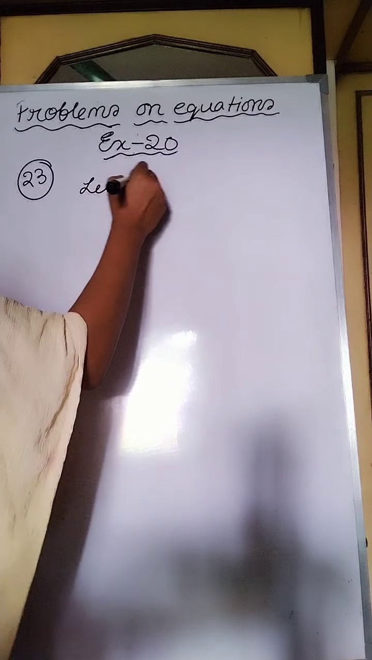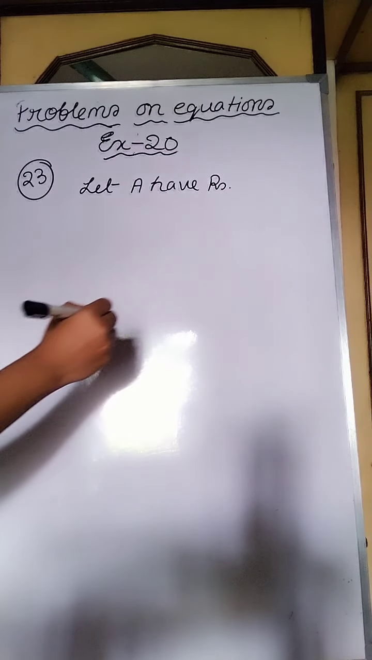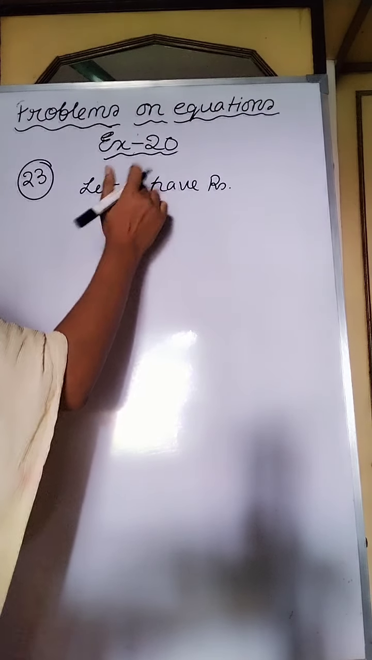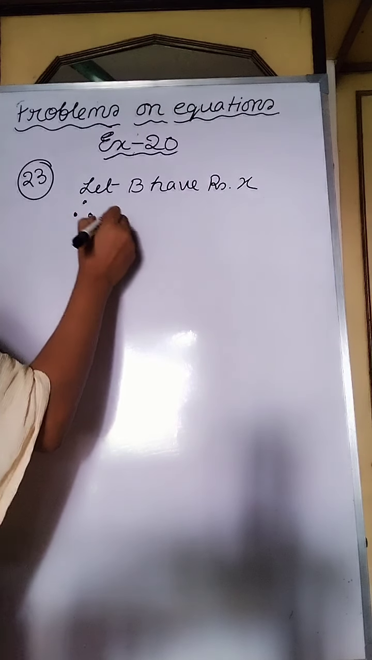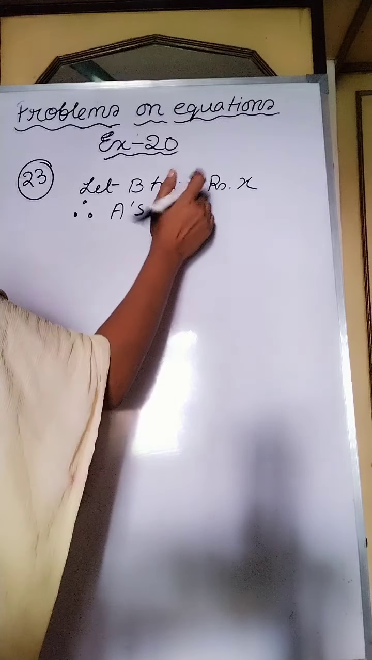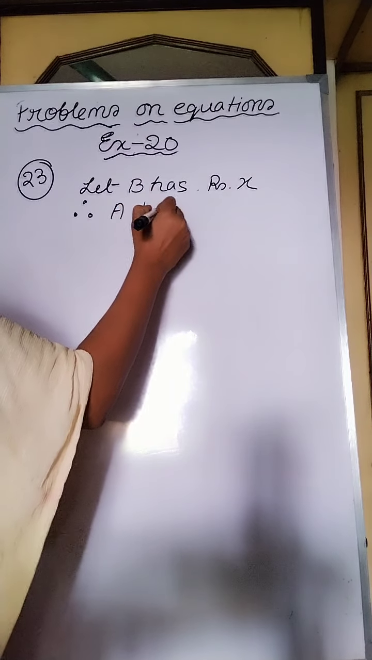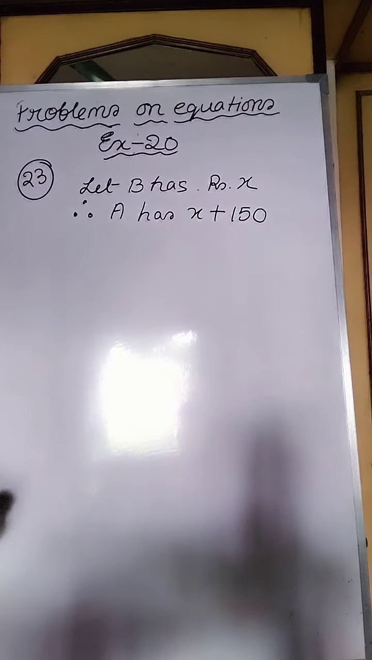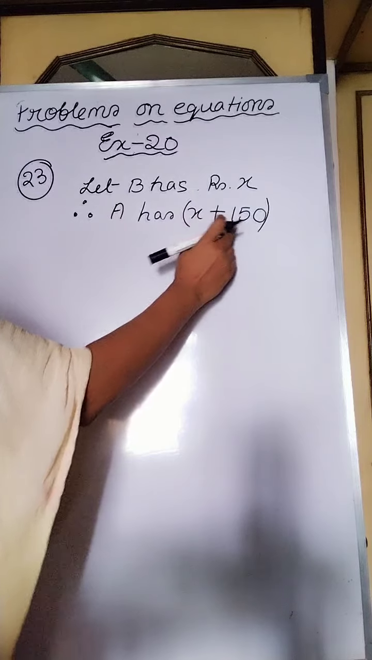A has 150 more than B. First we will take: let B have rupees X. A is having 150 more than B. Therefore, A has X plus 150, because A is having 150 rupees more than B. B is having X, so A will have X plus 150.